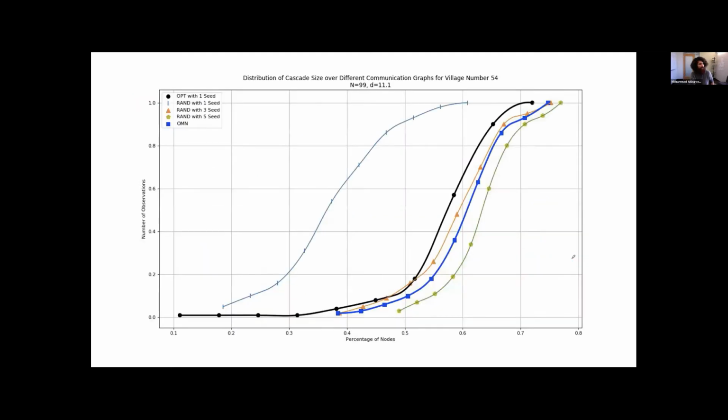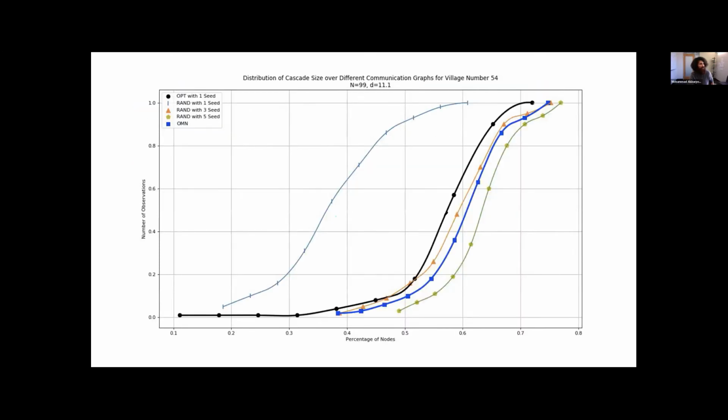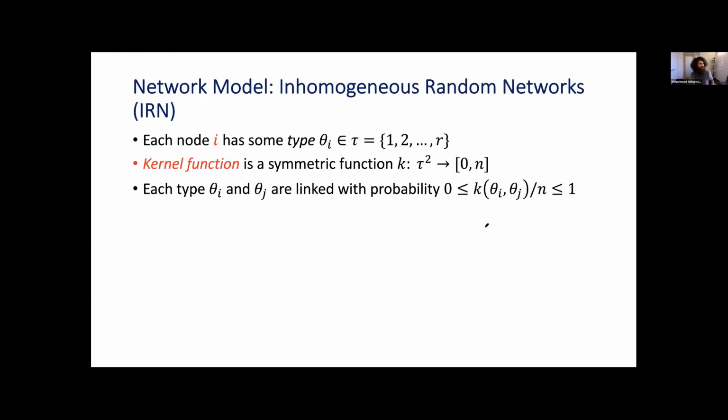Cool. Let's do a little bit of math. By the way, this picture is exactly what I showed you at the beginning. This is random, optimum, and omniscient. And this is random with 4 more seeds. Cool. To state the theorem, there is the last piece, which is the network model, and that's the part I'm quite happy with because we generalized the paper substantially using this new network model, which mathematicians in the crowd will like.